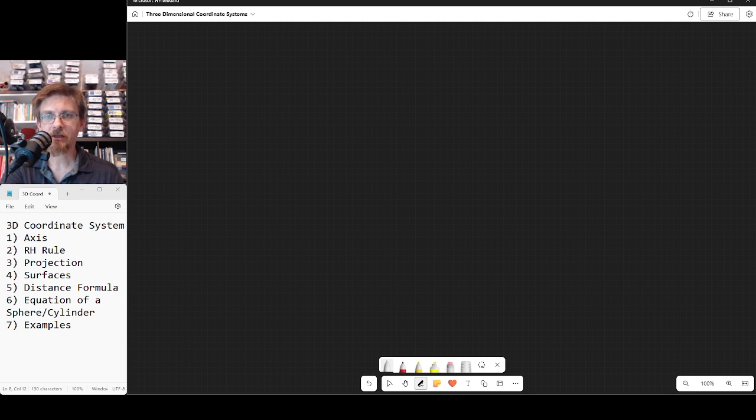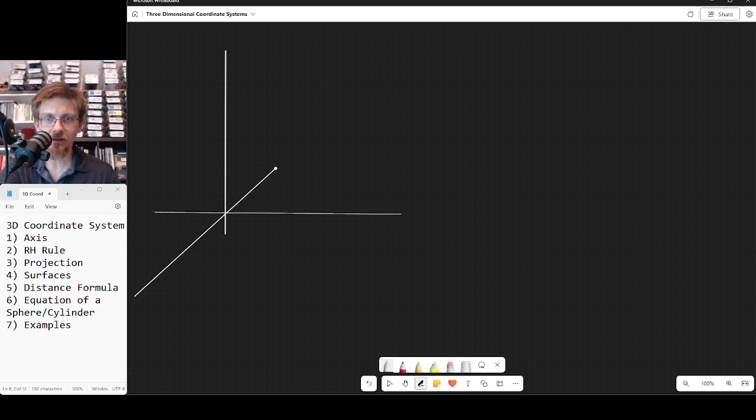So just like in a two-dimensional system, we can represent the three-dimensional coordinate system with axes. I'm going to draw a three-dimensional system here, and there's a variety of ways that this can be done. I'm going to draw mine like this, and then to show the three-dimensionality of it, we draw this diagonal line in like this. Okay, so now how do we label these pieces?